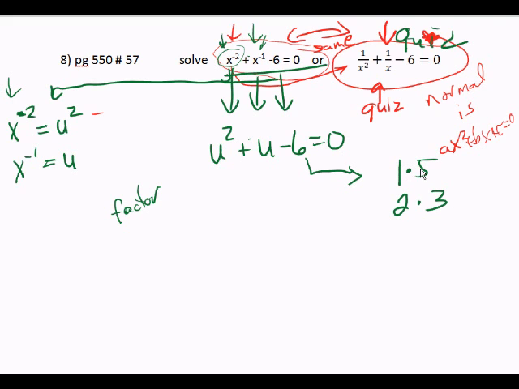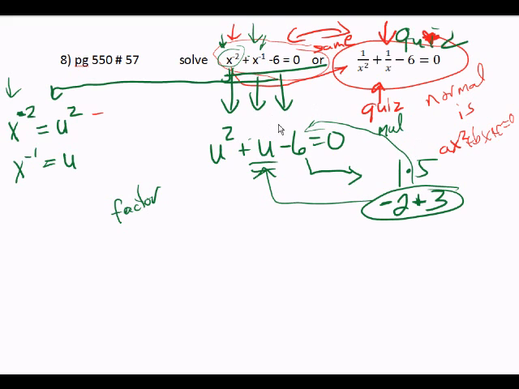Find all pairs that multiply together to equal 6, 1 times 6, and 2 times 3. Which pair will add or subtract to equal a plus 1? The 1 and 6 don't add together to equal 1. 1 minus 6 is a negative 5. There we go. A negative 2 and a positive 3. The negative 2 and a plus 3 will give me a plus 1. When you multiply them, they equal a negative 6, but when you add them, it equals a plus 1.